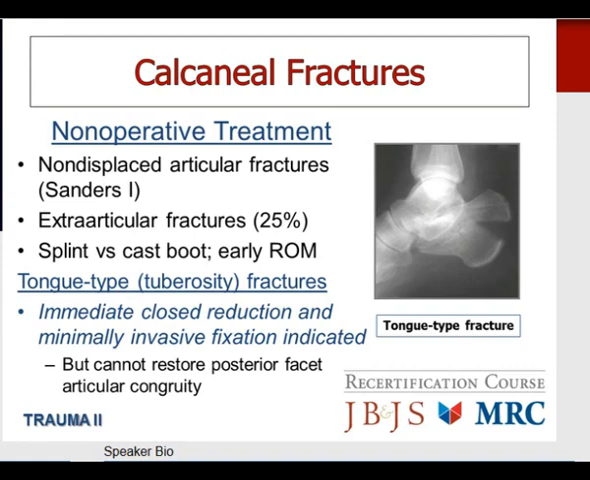One type of fracture deserving special mention is the so-called tongue type or tuberosity fracture. Immediate closed reduction and fixation is indicated for those fractures due to the significant risk of posterior ankle and hindfoot skin necrosis if that displaced tuberosity fragment is not reduced.